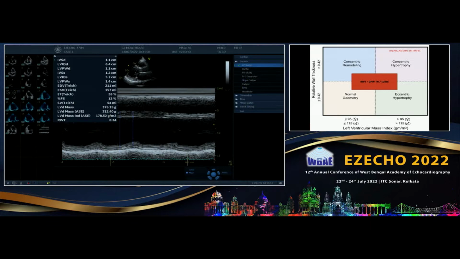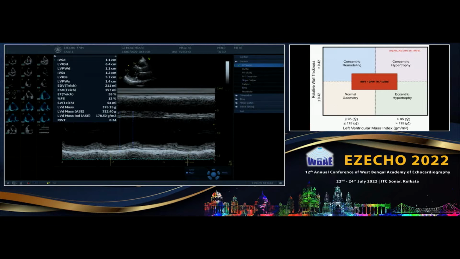Now suppose you have a mass which remains normal on the x-axis. However, you have a relative wall thickness which is more than 0.42. Then what has happened is that the mass is not increased, but the LV cavity has reduced. This is concentric remodeling, and this is important because this is the first step of diabetic cardiomyopathy. It is pathological, though the mass is not increased, but the cavity size has reduced. It is the first pathological remodeling that happens in diabetic cardiomyopathy. You will see it more in women, and that is abnormal.